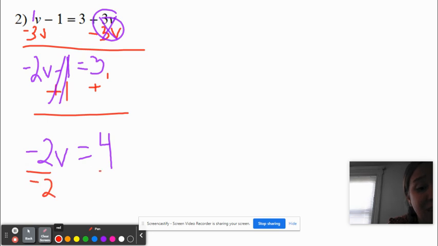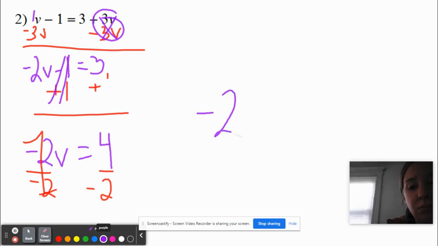So we divide, because negative 2 divided by negative 2 is 1. And then v equals 4 divided by negative 2, which is negative 2.